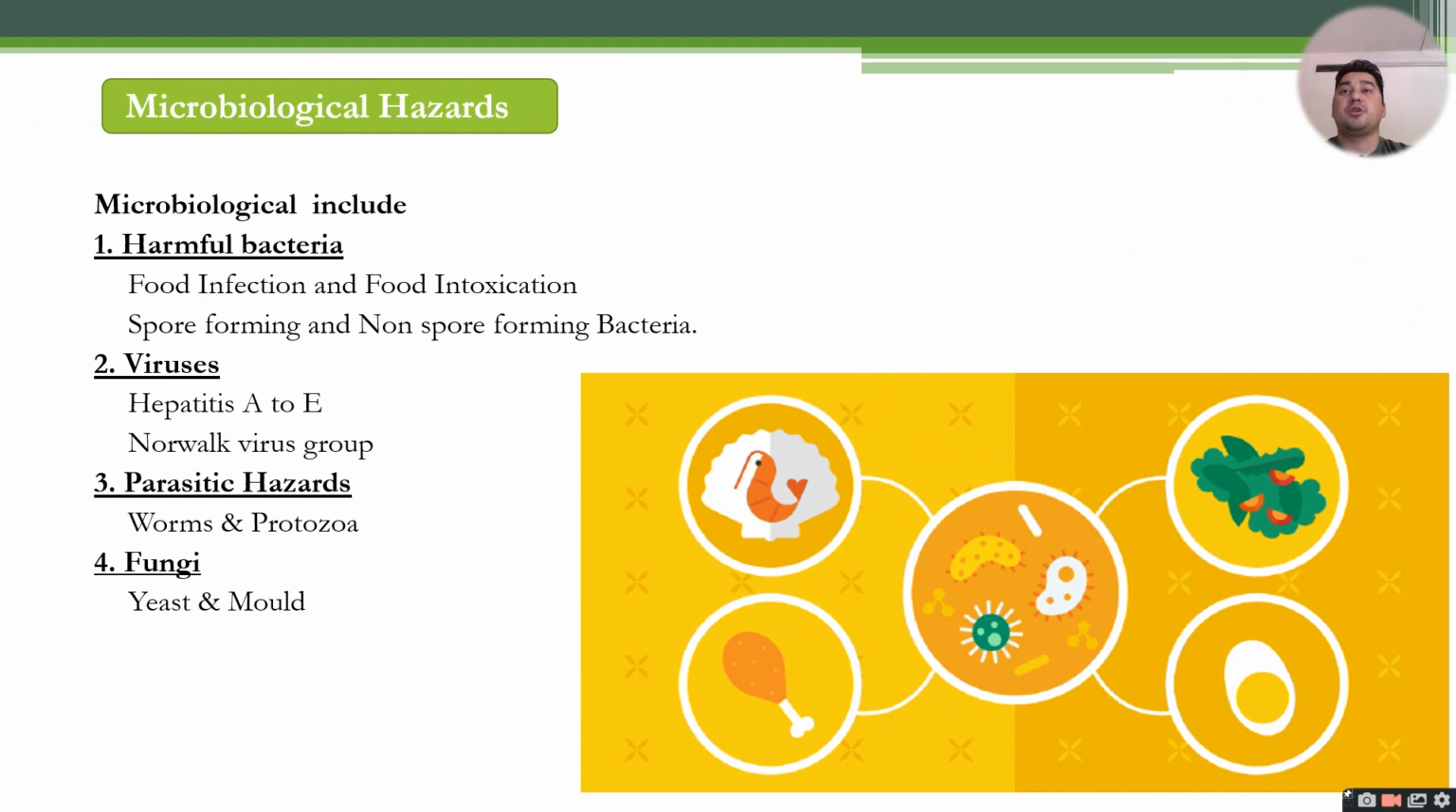First, we will start with the microbiological hazards. Our first type of hazard is microbiological hazards. They include harmful bacteria, food infection and food intoxication, spore-forming and non-spore-forming bacteria, viruses, hepatitis A to E, the noroviruses group, parasite hazards, and we have the fungi, yeast, and mold. So these are the different types of microbiological hazards.